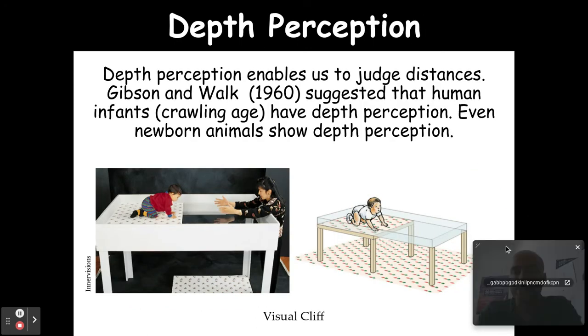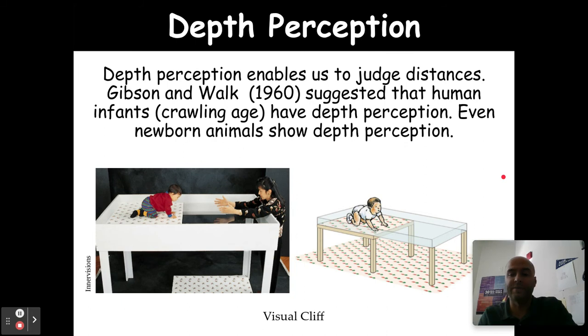Getting into depth perception, this is also a part of how we organize information, but depth perception enables us to judge distances, okay? Gibson and Walk, 2 psychologists in 1960, suggested that human infants around 6 months of age or crawling age have depth perception. Even newborn animals show depth perception. So this goes back to that idea of nature versus nurture. Are we born with perception or does it develop over time?